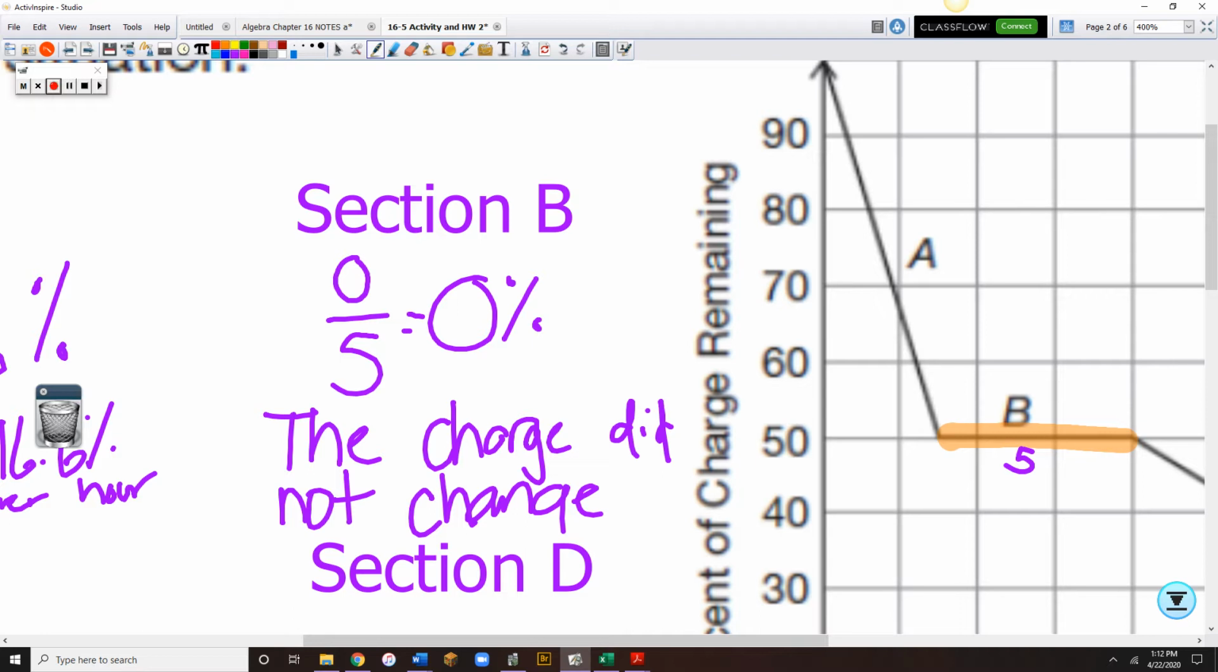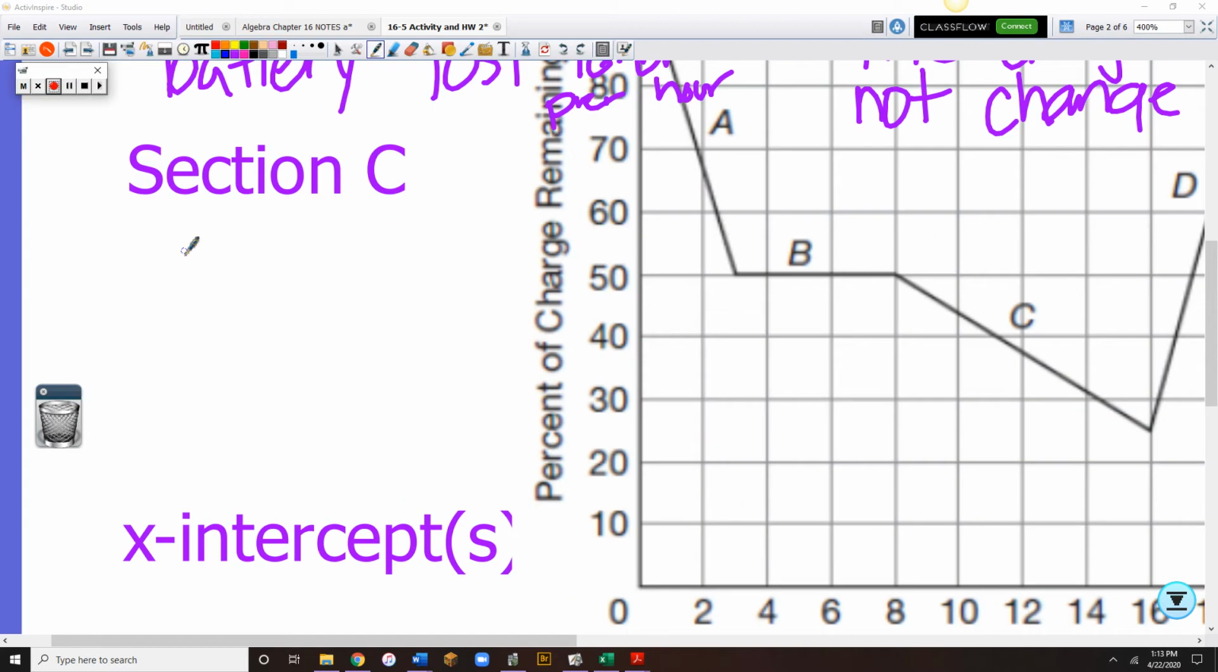The charge did not change. Section C, we're going from here down to here, and that is a change of 25. So 50 down to about halfway. And 2, 4, 6, 8. That's over the course of 8 hours. So it went down 25% over the course of 8 hours.